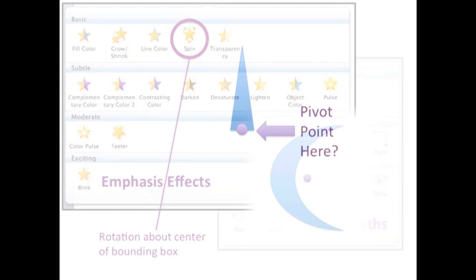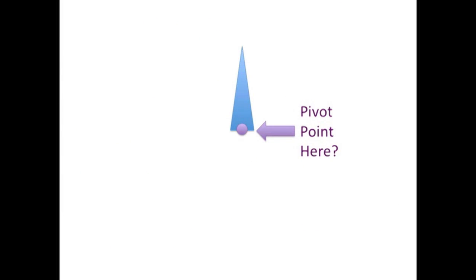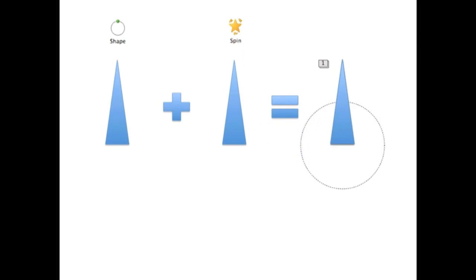So the question is, how did we do it? How do we make it look like this object is spinning around that point? This is where the physics comes in. The trick is that you use two animations at once. One is an animation path that translates the object in a circle, and the other one is an emphasis effect that spins it around. The effect is that you can make an object rotate around a different point.